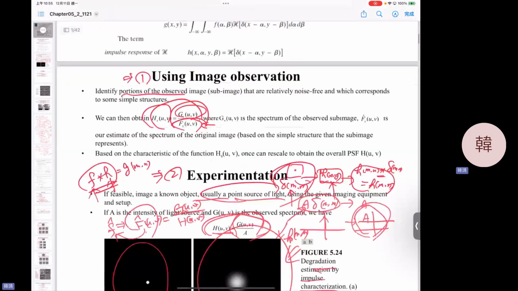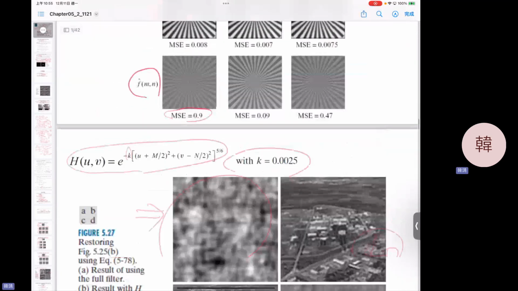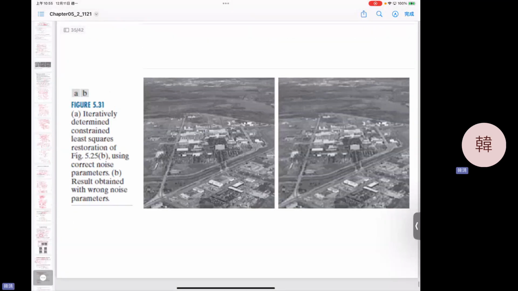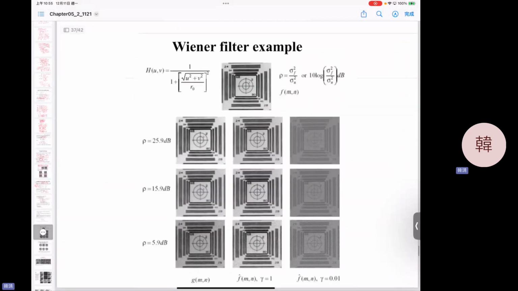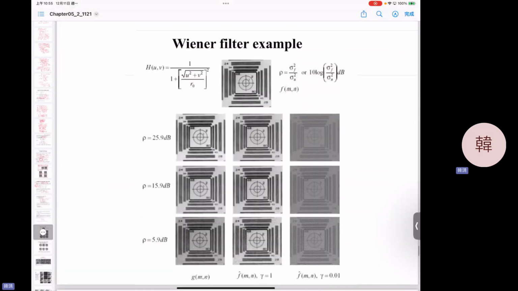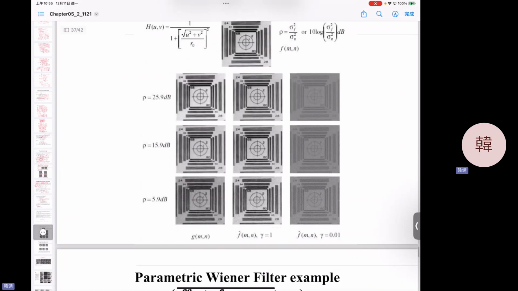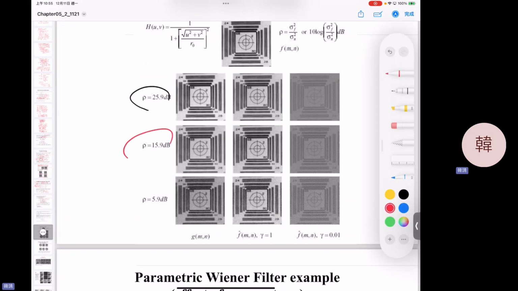So which means if you use very small gamma, it's like an inverse filter as well, so the result is not good. Okay, so that's a Wiener filter. So you have to adjust. Unfortunately, you have to adjust it by yourself, or by your experience, by your condition of your noise, because you don't know what's the real condition in your degraded image.